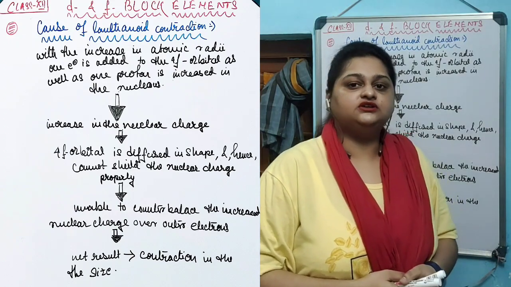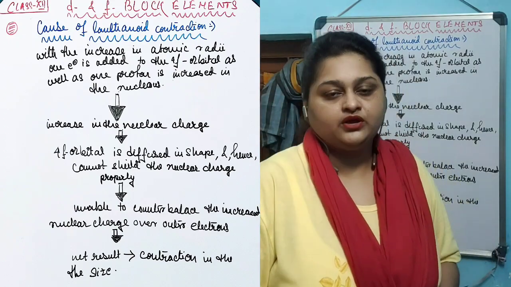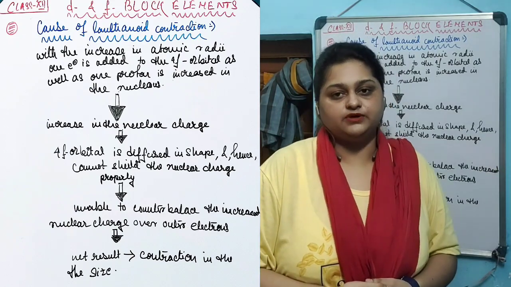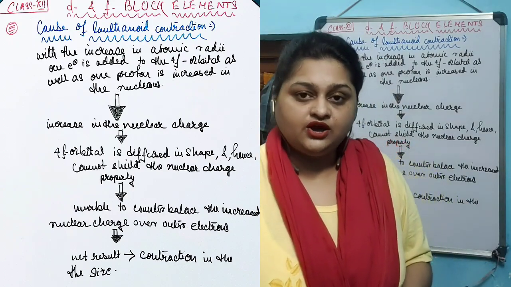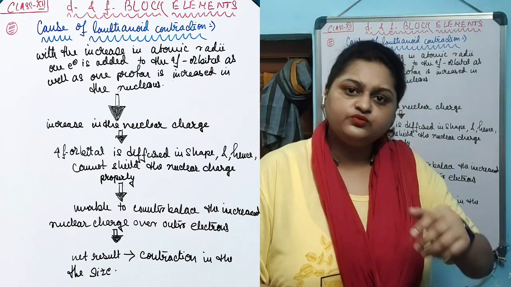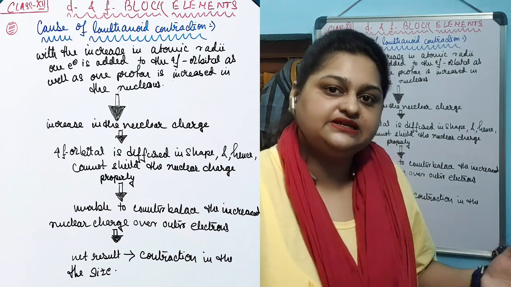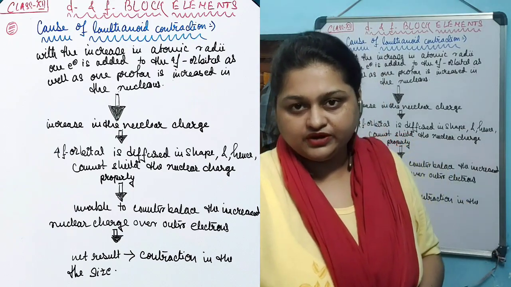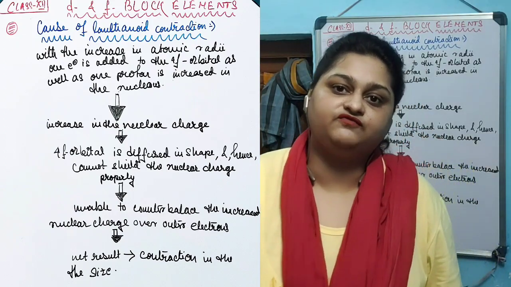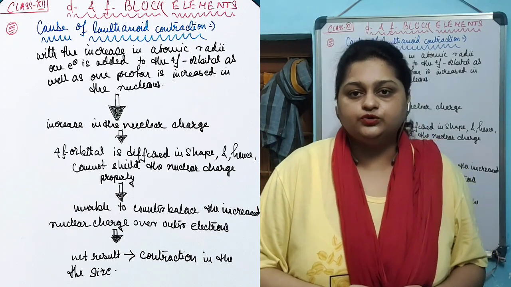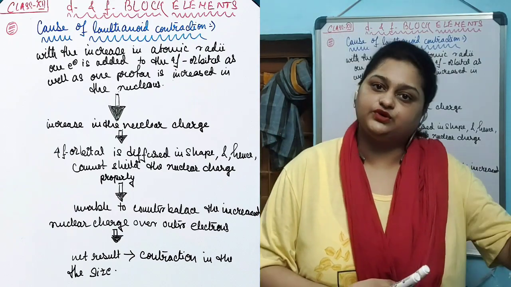Now the cause behind the lanthanoid contraction lies in the increased nuclear charge. With the increase in atomic number, one electron is incorporated in the 4f orbital of the lanthanoid elements. Along with that, one proton is also added to the nucleus, which results in increased nuclear charge over the outermost shell. Now the 4f orbital is diffused in shape. As a result, the electrons residing in the 4f orbital are not able to screen the outermost electrons from the increased nuclear charge.